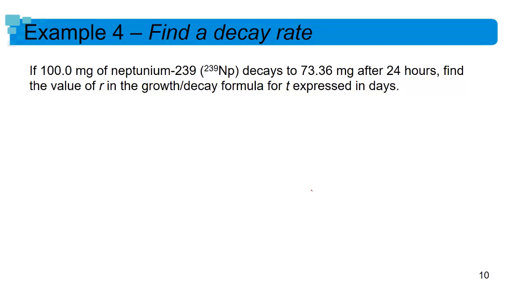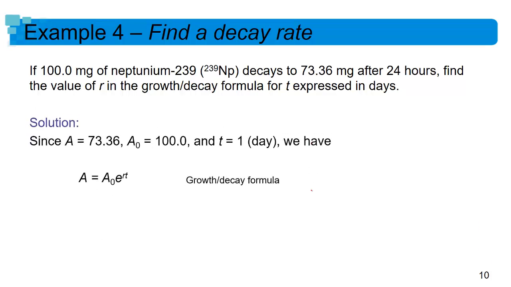So now we're going to solve for r instead of t. Plug in everything you know. The amount that you have at the end is 73.36. The amount you started with was 100. The time, that it took 24 hours. So we put 1, because remember it said they want us to express everything in days. Put all that stuff into the formula.